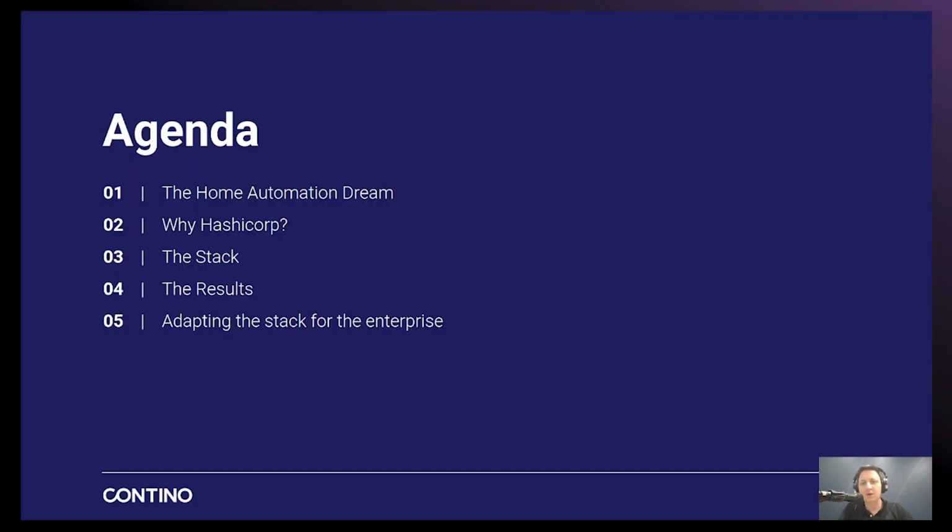So we'll have a look at the home automation dream and where I'd like to be eventually, because I'm not quite there yet. We'll look at why I've chosen HashiCorp for these particular roles. We'll look at the stack that I'm using, we'll look at the results, and then we'll look at how the stack that I'm using can be adopted quite easily in enterprise settings.